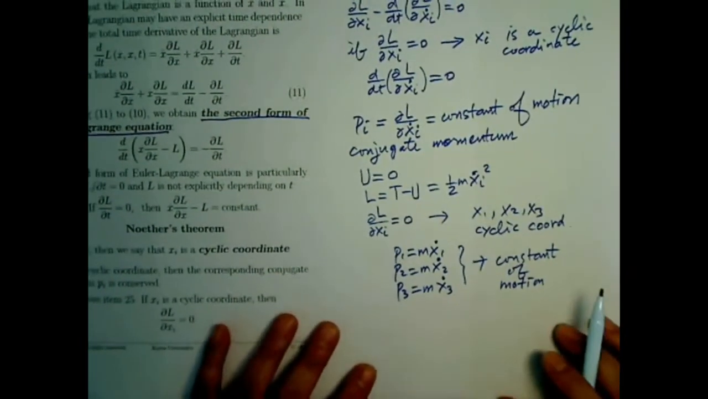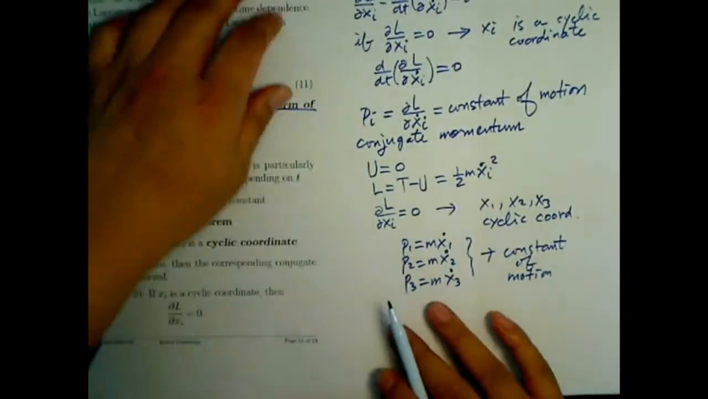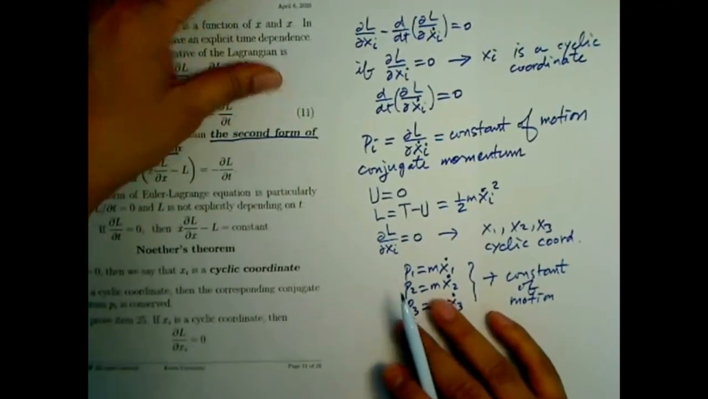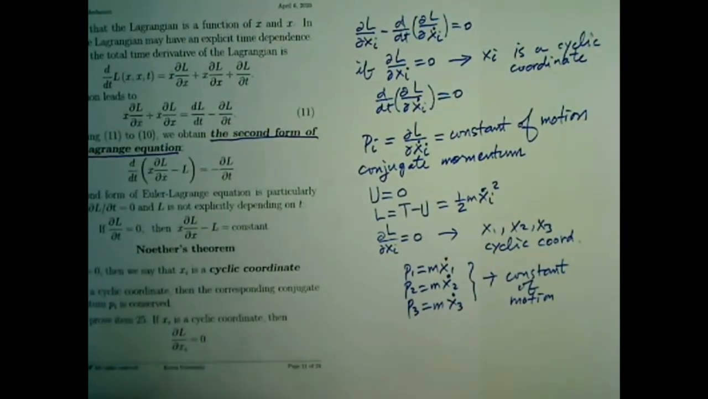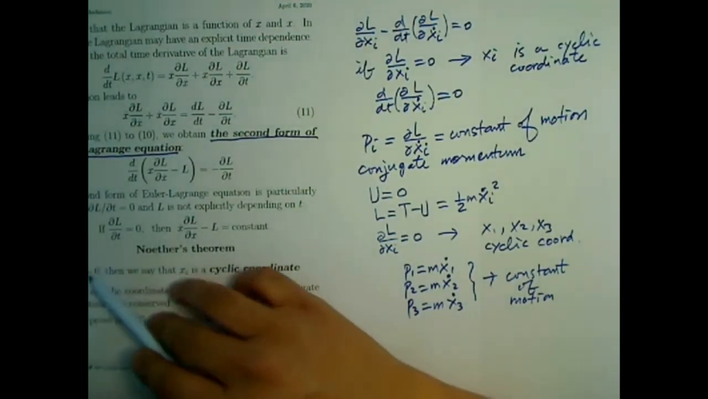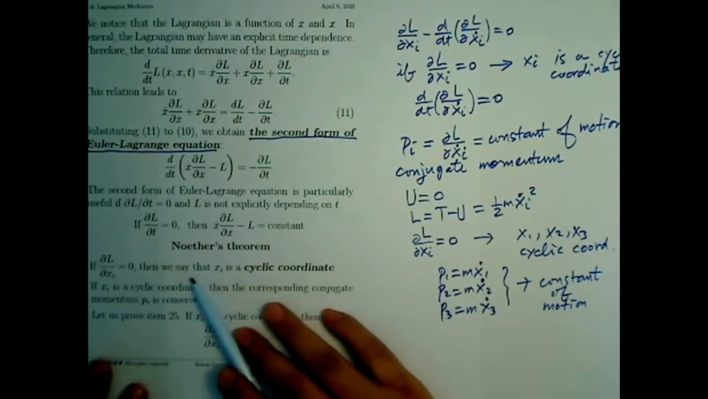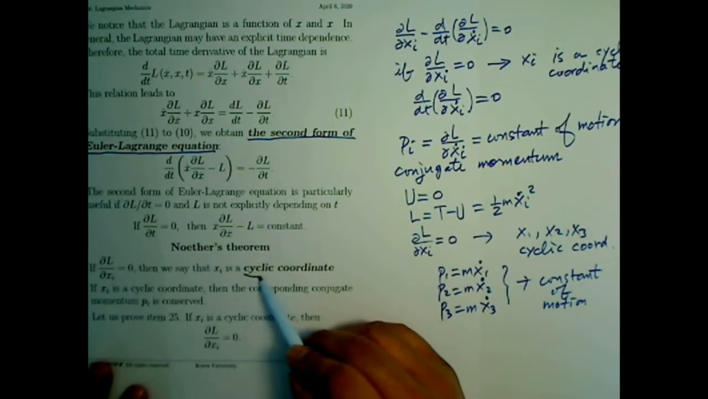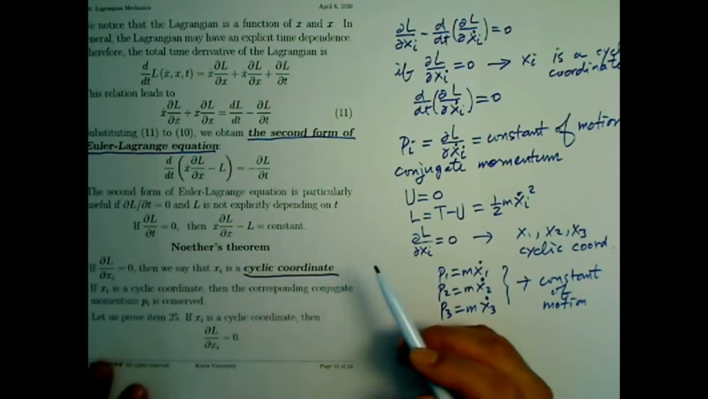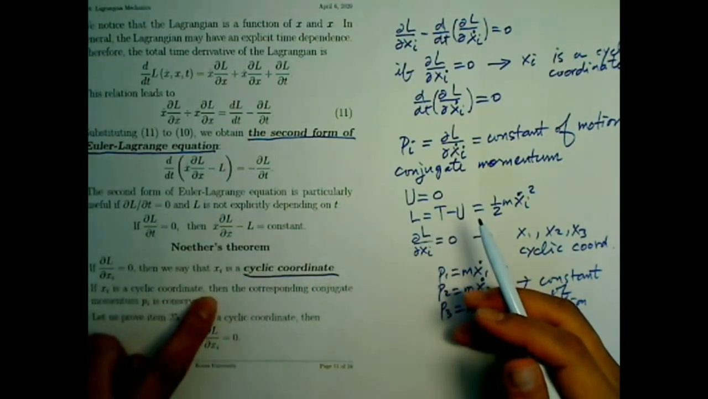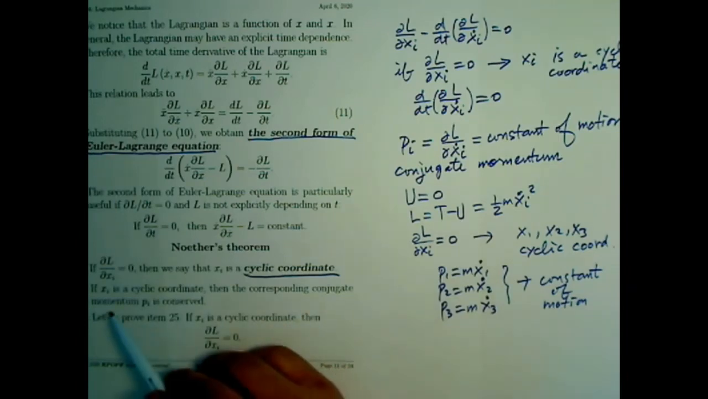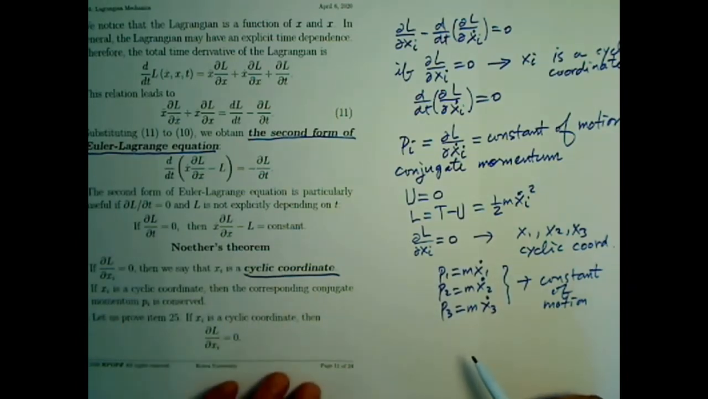Alright, so we have just found the second form of the Euler-Lagrange equation. And Noether's theorem states that if the Lagrangian is independent of a coordinate, then we say it is a cyclic coordinate. If xi is a cyclic coordinate, then the corresponding conjugate momentum is conserved. Let's see.